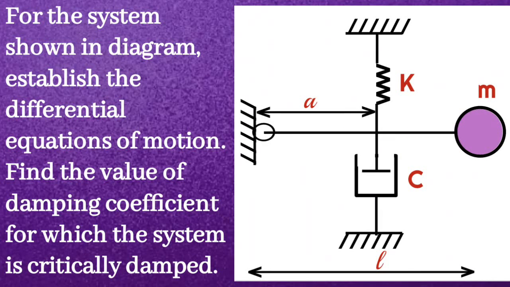Given question: for the system shown in the diagram, establish the differential equation of motion. Find the value of the damping coefficient for which the system is critically damped.